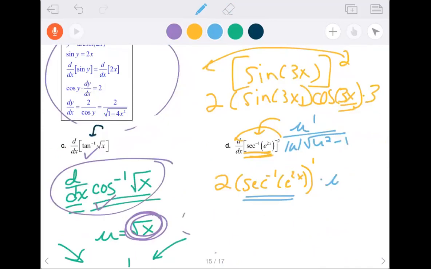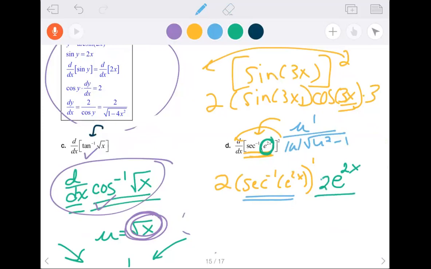So really all you need to do is say, hey, who's u? Let's go do that. Who's u? It's arc secant of u. It's this green. I just circled the u. I need to do u prime. What's the derivative of e to the 2x? E to the 2x times 2.